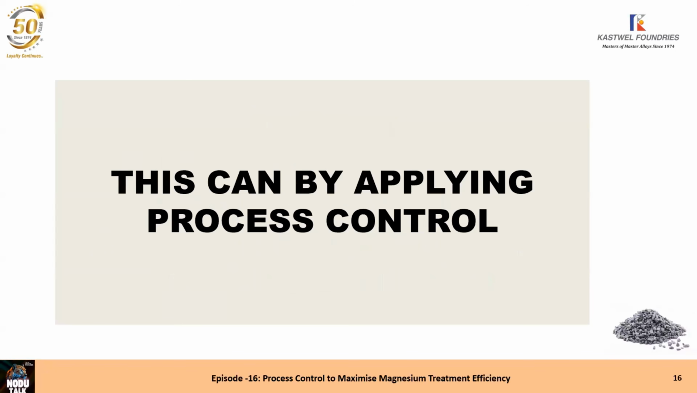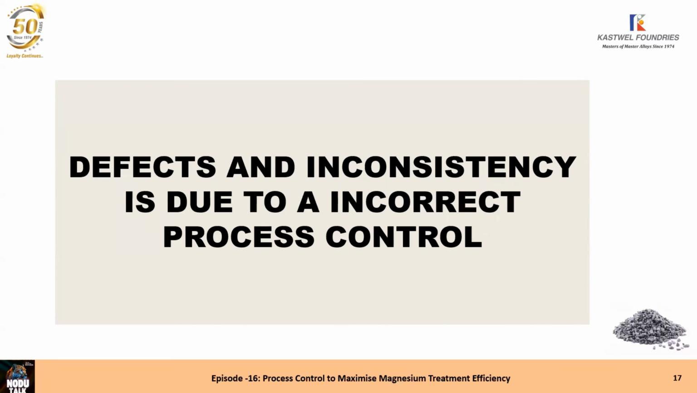Every one of us has a process, because a process is a number of activities you do one after another, but the control is very, very important to get the best result. Defects and inconsistency are due to incorrect process control. Never forget that. If the process is controlled properly, there will be consistency and there will be less to no defects.